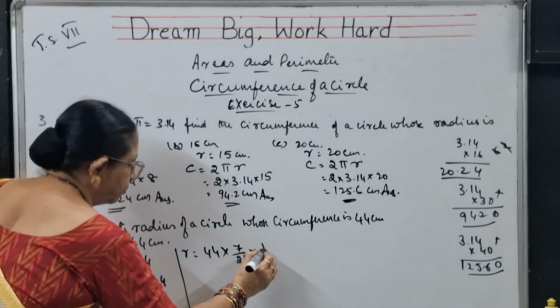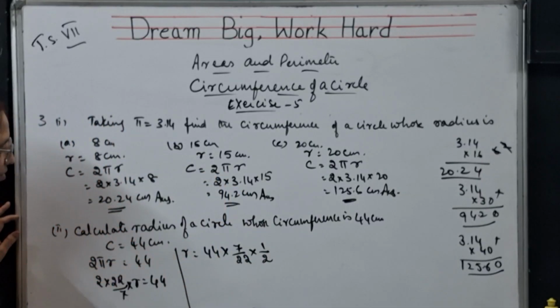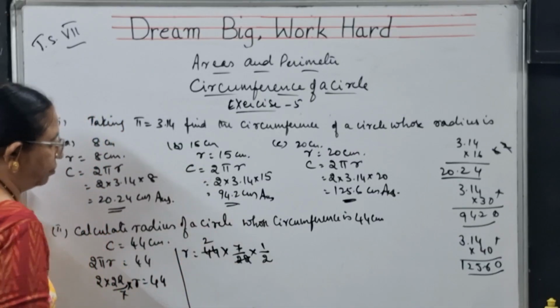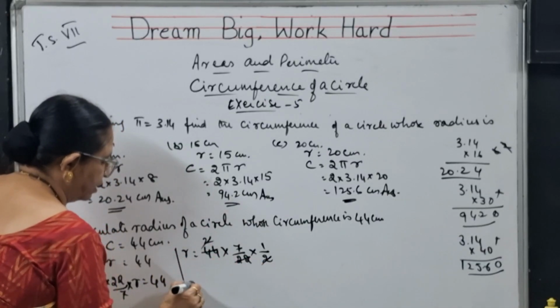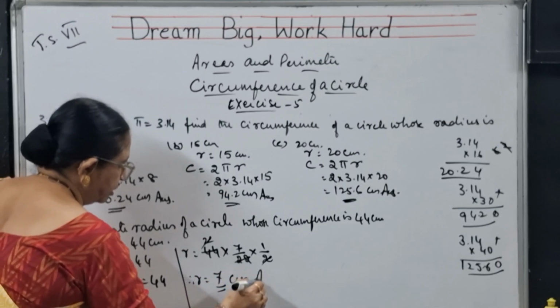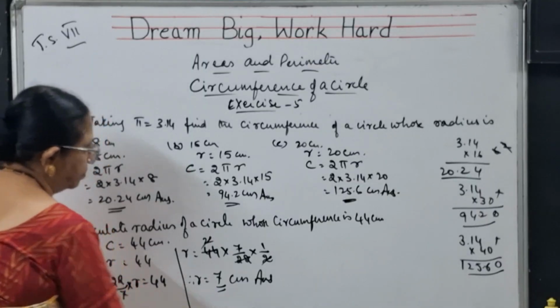When these two come to the right side, I have to write reciprocals. 22 twos are 44. 2 and 2 will get cancelled. Therefore, radius is equal to 7 centimeters is the answer for this problem, children.